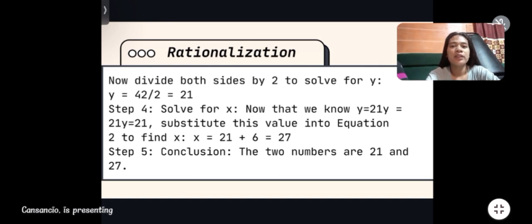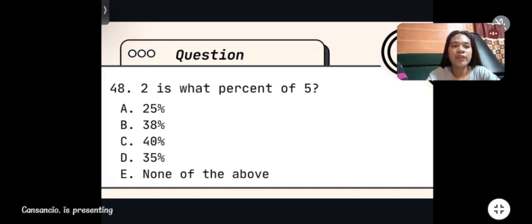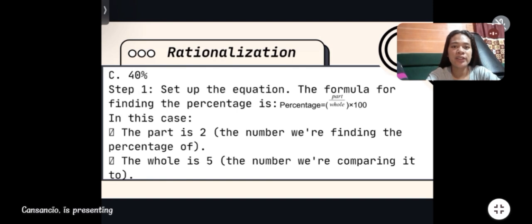Next, number 48. 2 is what percent of 5? A. 25%, B. 38%, C. 40%, D. 35%, or letter E. None of the above. So, the correct answer is letter C, 40%. So, in this case, step 1 is set up the equation.